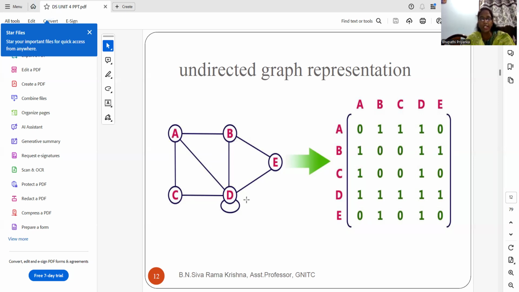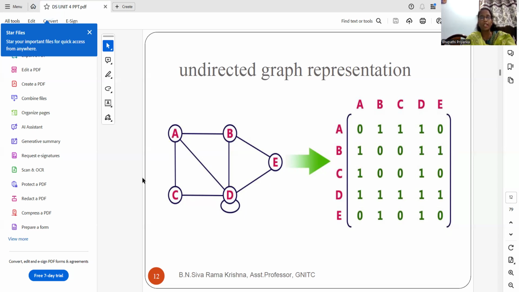Next, B to D. We have an edge between B and D, but we are not mentioning any direction. That is the reason we are taking 1 in our matrix representation. Next, B to E. There is a connection between B and E. There is an edge between B and E. That is the reason we are taking 1 in our representation.